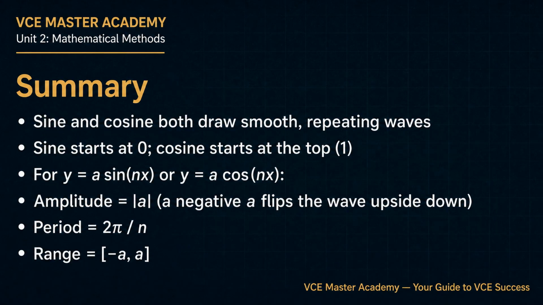Quick summary. Sine and cosine both draw smooth, repeating waves. Sine starts at 0. Cosine starts at the top, at 1. In y equals a sine nx, or a cosine nx, the amplitude is the size of a, and a negative a flips the wave upside down. The period is 2 pi divided by n, and the range is from minus a to a.